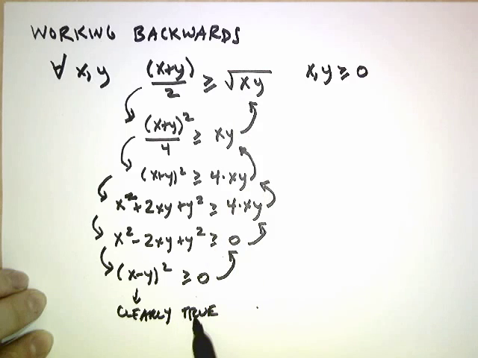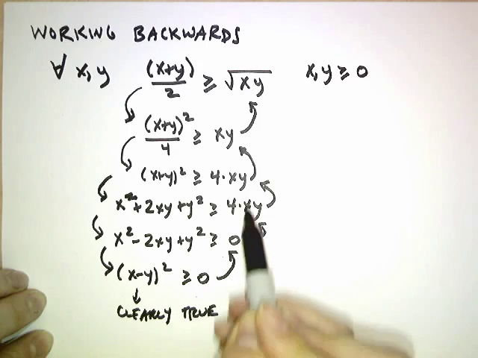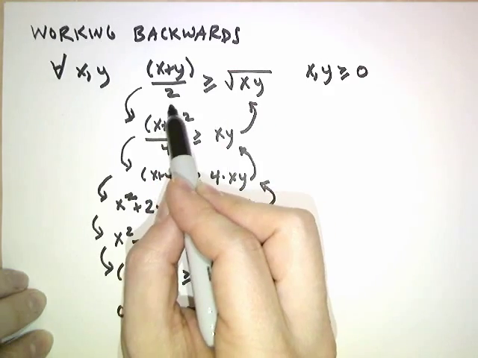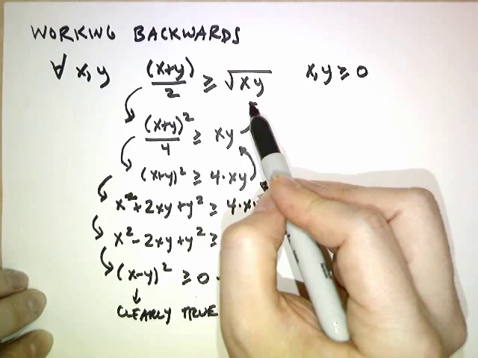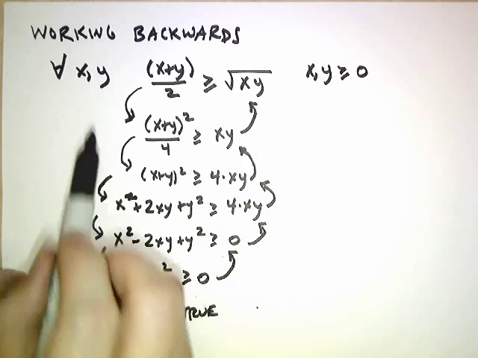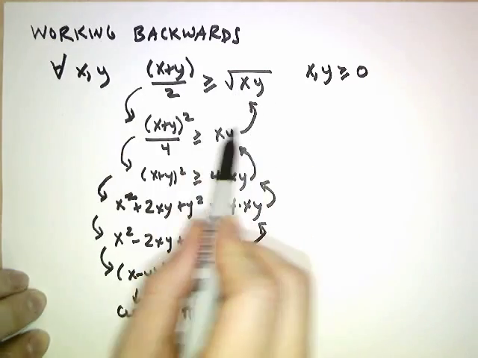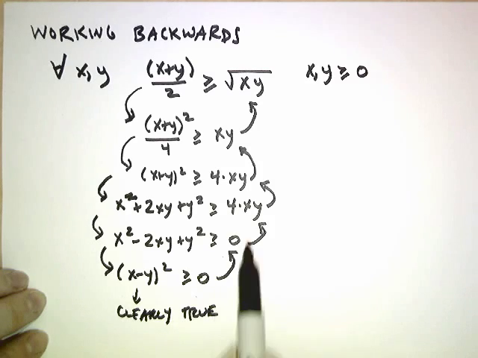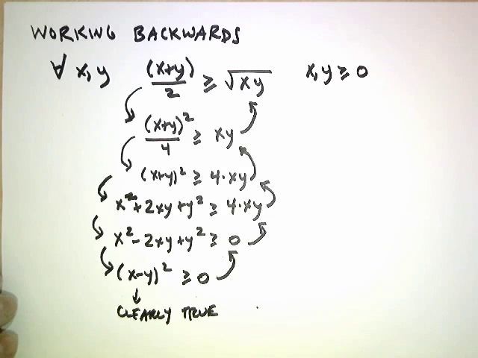So we started from something that was true, namely (x minus y) quantity squared is greater than or equal to 0, and we showed that that implies exactly what we were trying to prove, namely that (x plus y) over 2 is greater than or equal to the square root of xy. So we took what we wanted to prove, we massaged it via some simple mathematical manipulations, and we got to something that was clearly true. Then we were able to work backwards and get back to the statement that we wanted to prove.